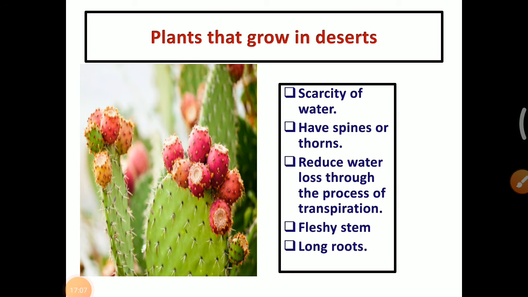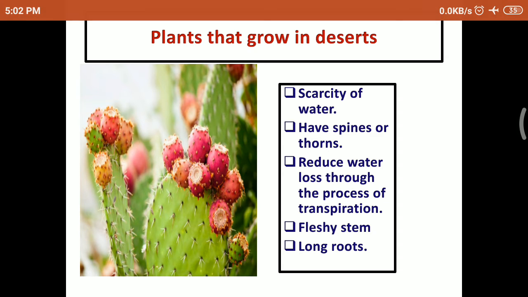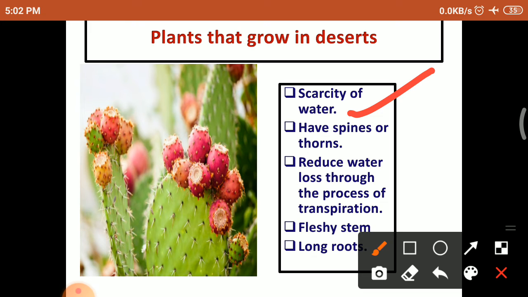The next one, plants that are grown in desert. Till now we have seen two types of plants: one is hill and another one is plain area. So plants that are grown in desert, what are the special features? If you take a desert, you know that there is a scarcity of water. What is meant by scarcity of water? If you take a desert, the water level is very low. So this desert area always has a scarcity of water, and the plants have spines or thorns.